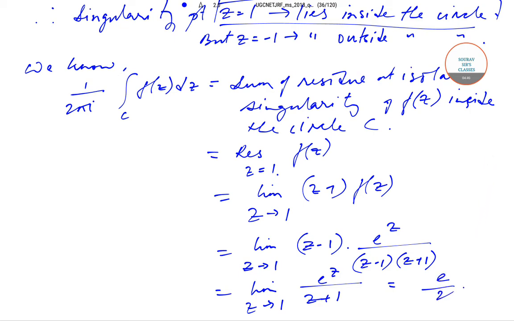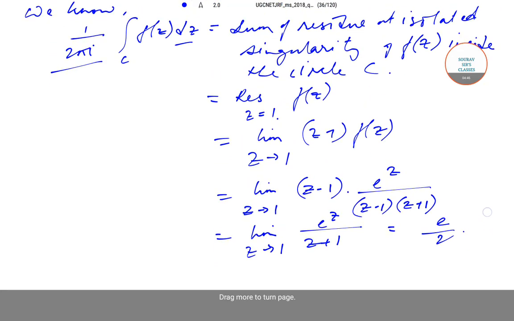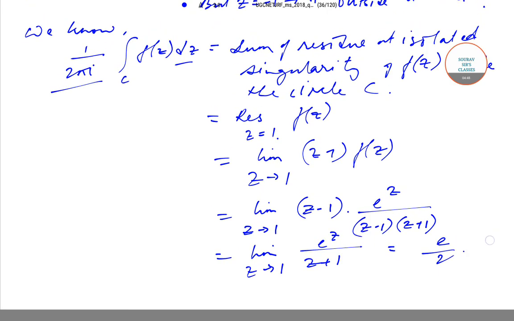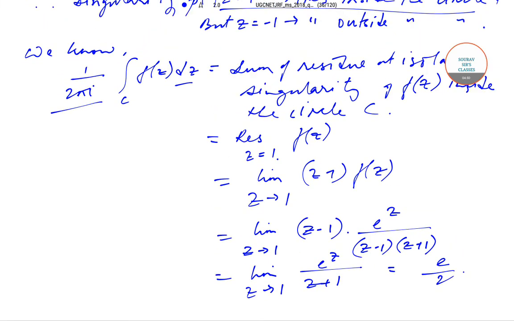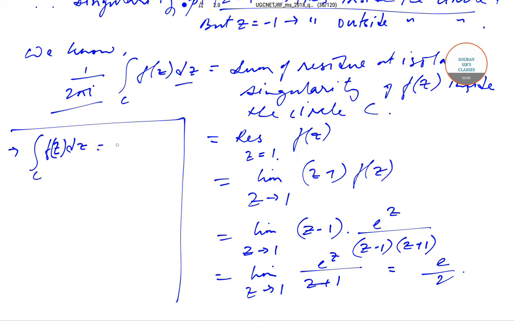So therefore 1/(2πi) times the integral of f(z) dz is equal to e/2, and so the integral that we are supposed to find out, the integral of f(z) dz over C, will be equal to πie, which is the required answer, and this is option 2.